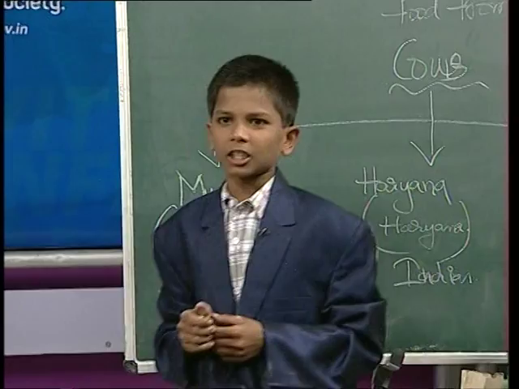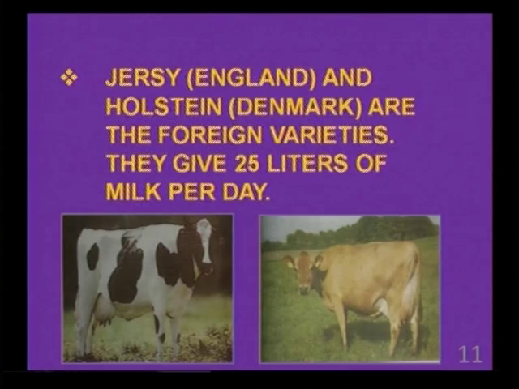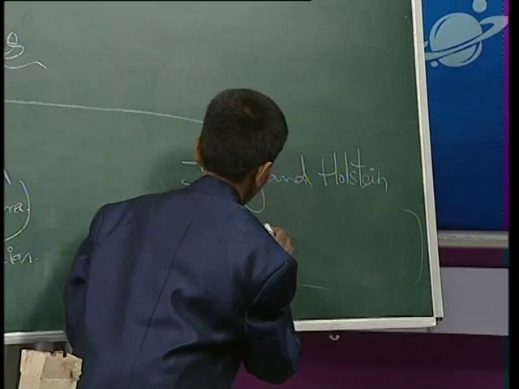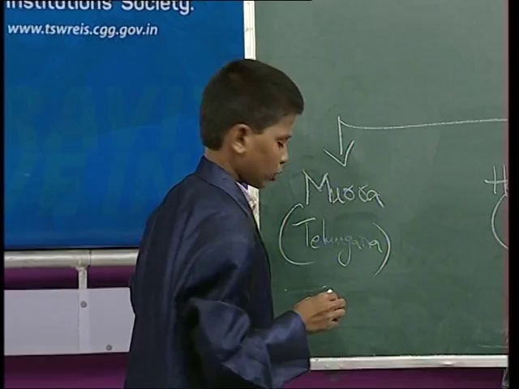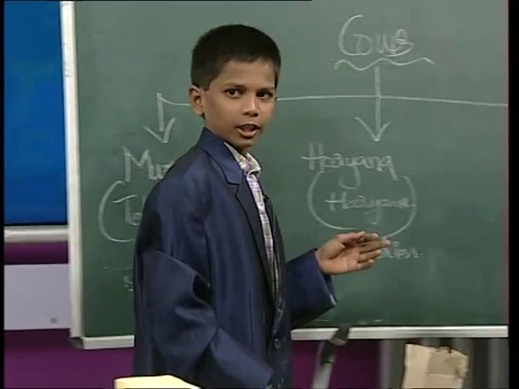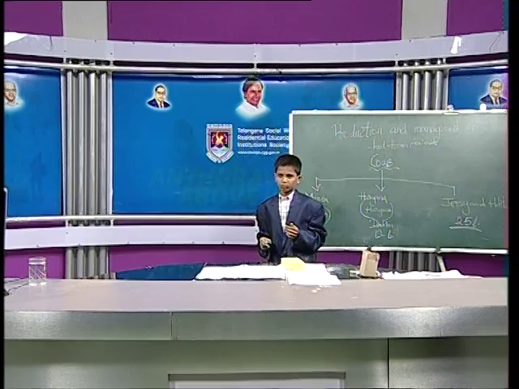Now let's see the pictures of Jersey and Holstein. Jersey is from a foreign country, raised in England, and the Holstein, raised in Denmark, are the foreign varieties. They can give 25 liters of milk per day. And see here, the Murrah gives 8 liters. This is also a good quantity, maximum 12 liters.